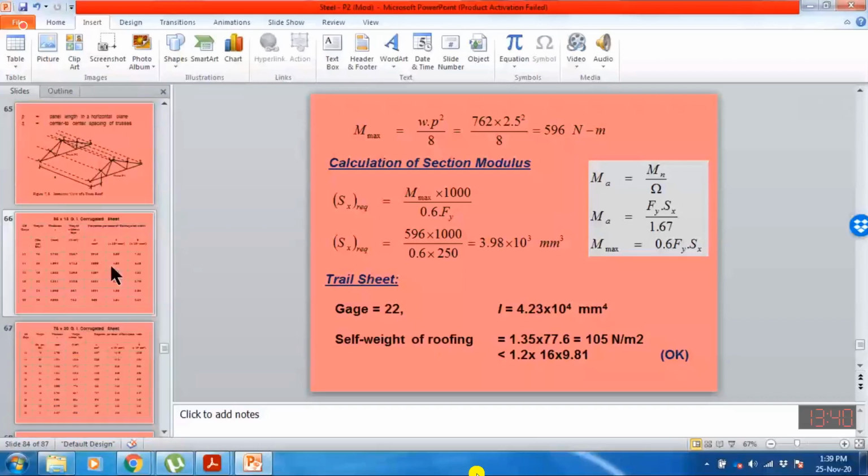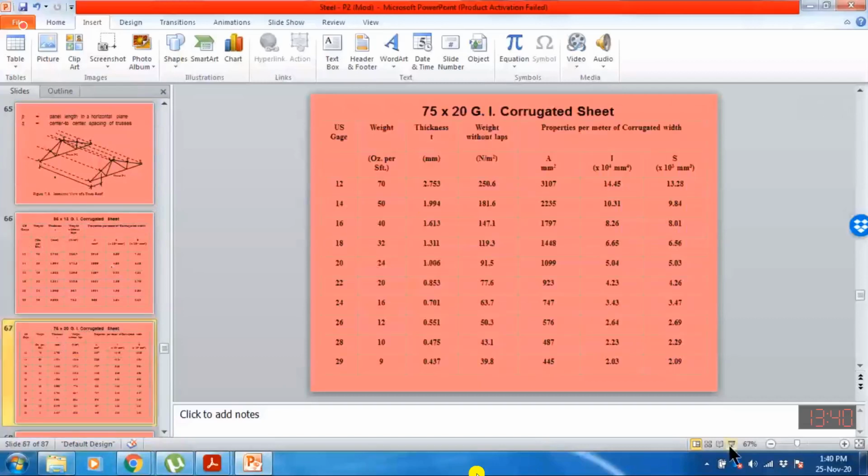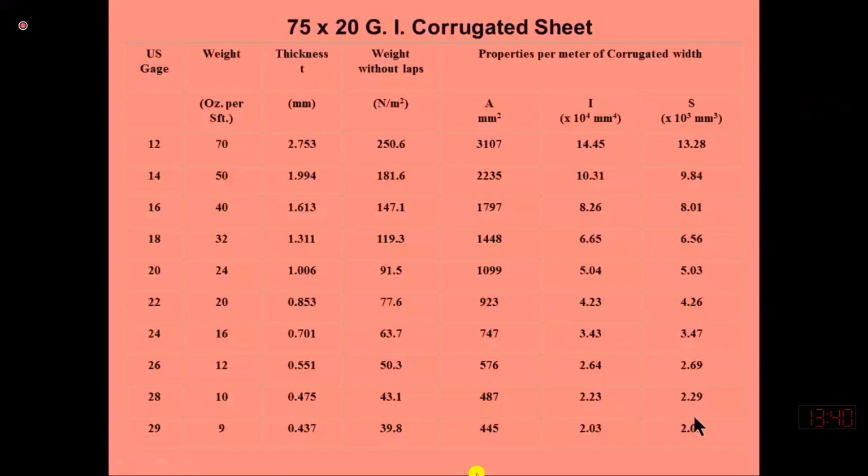So the section modulus required was 3.98 into exponent 3. I will start from the bottom. This sheet is having the section modulus less than 3.98, so this will not satisfy. Okay, this sheet is having section modulus more than 3.98, which is more than our required value. So I will select this sheet as a trial sheet to apply all the checks.